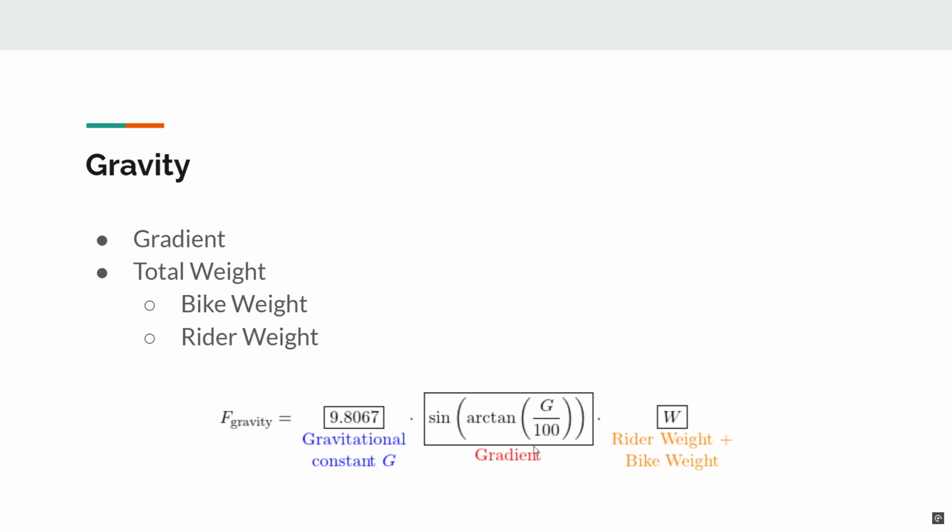The second part is the gradient part. It looks quite difficult, but it simply transforms the gradient, so 1%, 2%, minus 5%, into the vertical delta. So we can know, if we have a 10% gradient, how much we go up or how much we go down in the altitude. And the last term is the rider weight plus the bike weight, and we indicate it with a W.